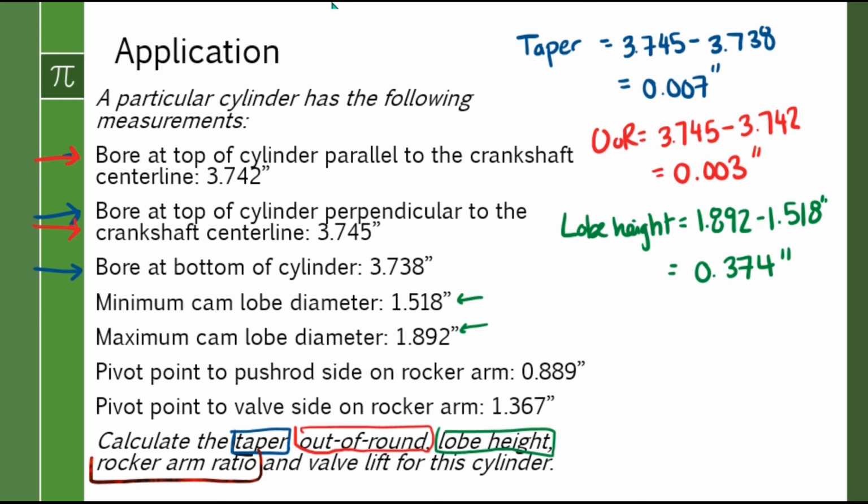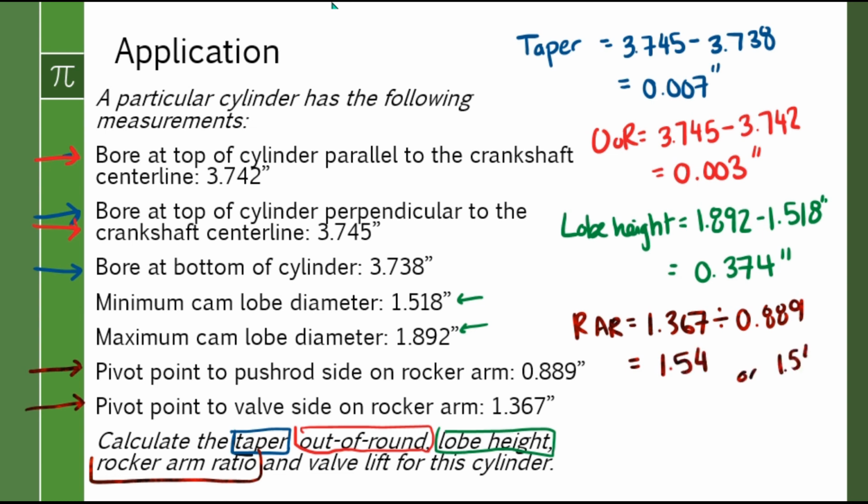Rocker arm ratio gets to be in lava pen. If I want to figure out the rocker arm ratio, what do I need to compare? Pivot point to the two sides. Valve side divided by cam side, or big divided by little. Remember, we're switching from subtraction to division. 1.367, don't get on a tear with the subtraction. And that is going to give me 1.54. You can write it just like that, or you can do 1.54 to 1 as a ratio. It doesn't really matter.